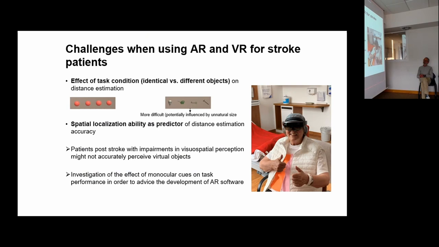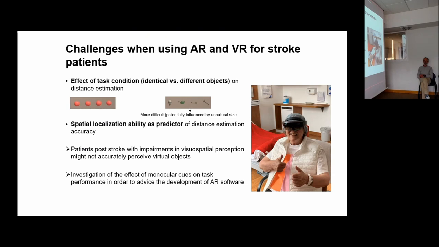So we investigated different objects. We had identical objects that had to be matched, or whose position had to be judged for distance. And we used different objects that were not in real size, and they had to define where the object is positioned in the room. And we used, of course, some clinical tests and assessments, and correlated this with the outcome of the distance estimation, the accuracy of how patients did the distance estimation.